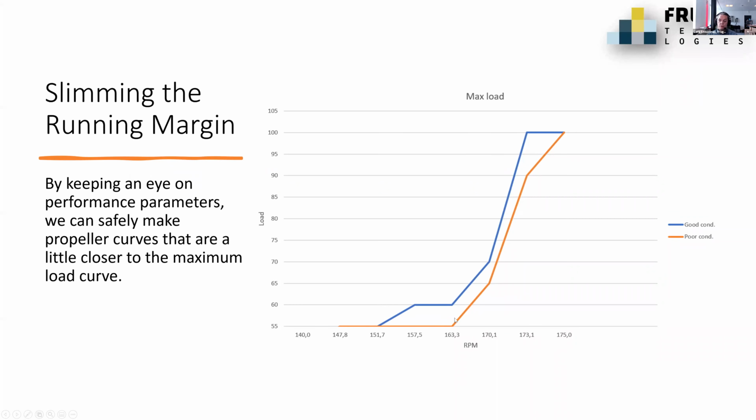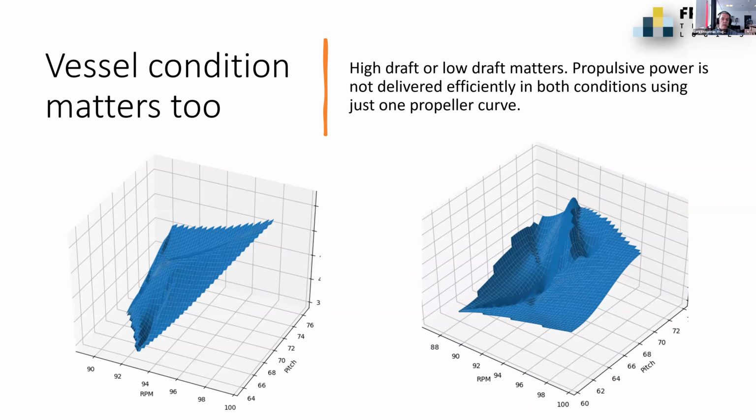Obviously, if they were using a static propeller curve, they would always have had to be within the orange load curve, because otherwise they wouldn't have been safe, even if the engine was fouled. So if we look at another parameter that may seem strange to some, that's the vessel draft.